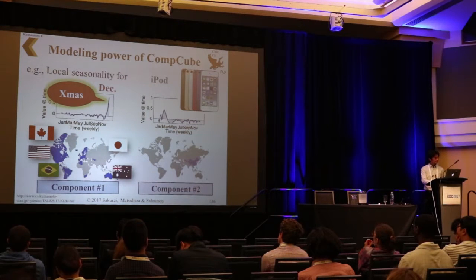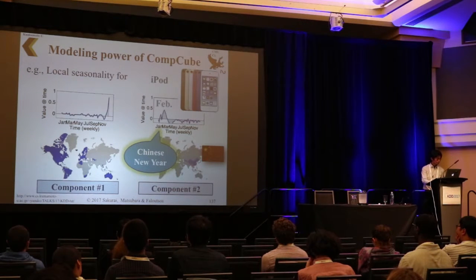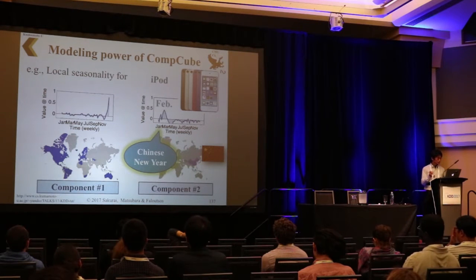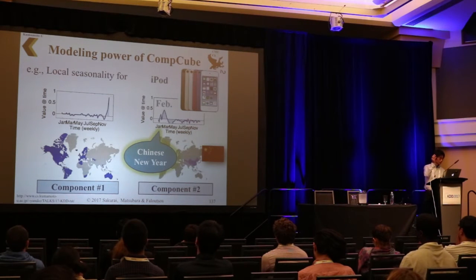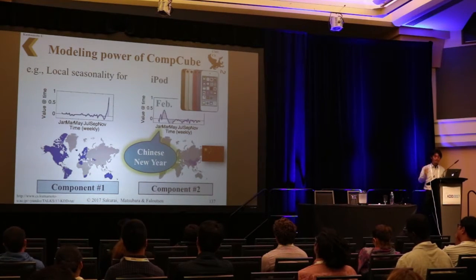And another seasonal pattern is Chinese New Year, which is related to China and so on. So we estimate the appropriate number of seasonal patterns is 2. One is for Christian countries, and another one is China and friendly countries.